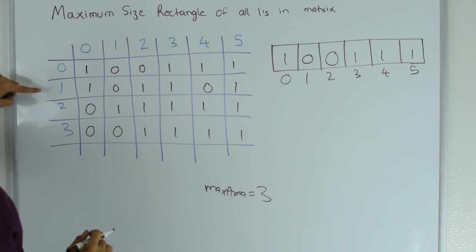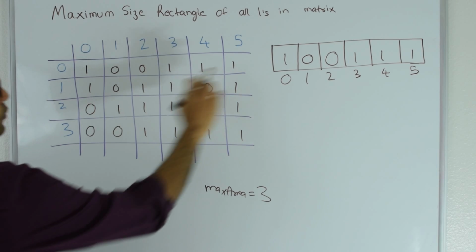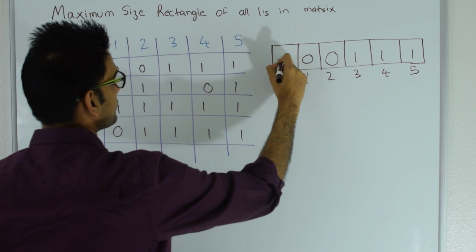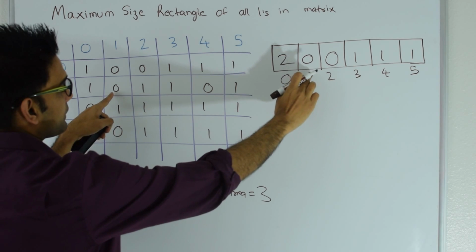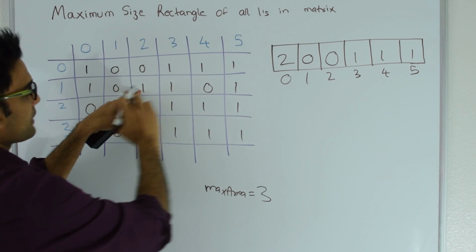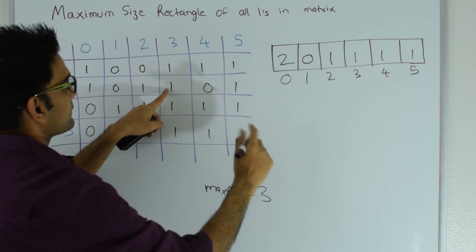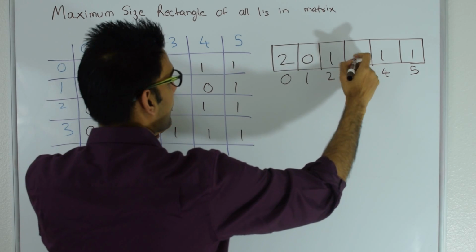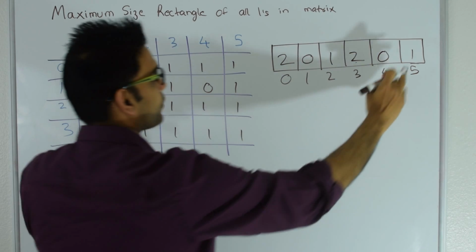Next, let's bring row 1. So if this value is 1, we go and add this value here, so this becomes 2. If this value is 0, in the corresponding column here we make it 0, so this is already 0. If this is 1, we go and add the value here, so this becomes 1. This is 1, so this becomes 2. This is 0, so this becomes 0. And this is 1, so this becomes 2.